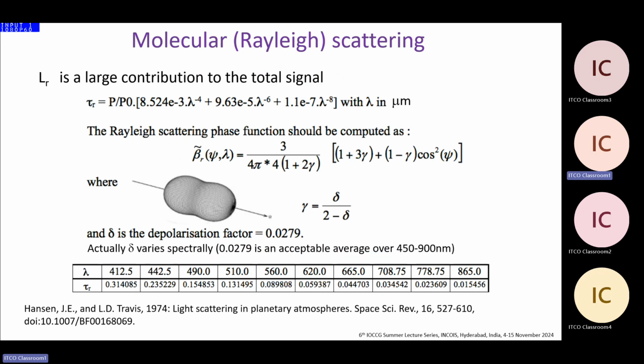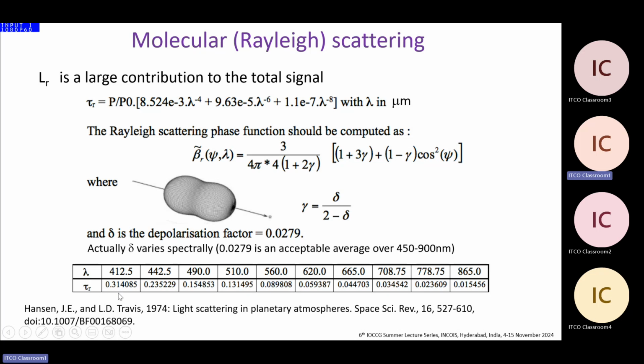Molecular scattering is one of the largest contributions to the total signal, at least in the visible part. The optical thickness of it can be represented this way. It's increasing toward the blue as a power law. And importantly, keep in mind that the Rayleigh scattering function is symmetrical with respect to the direction of propagation. Probably you have seen this quite a number of times, but anyway, here you have an example of this optical thickness from the blue to the infrared.